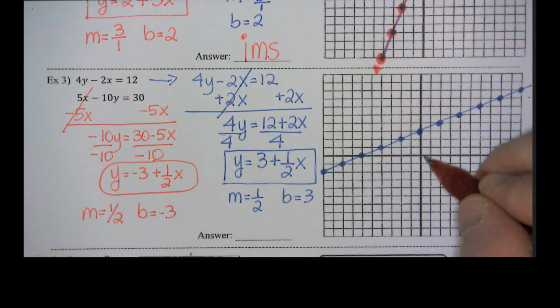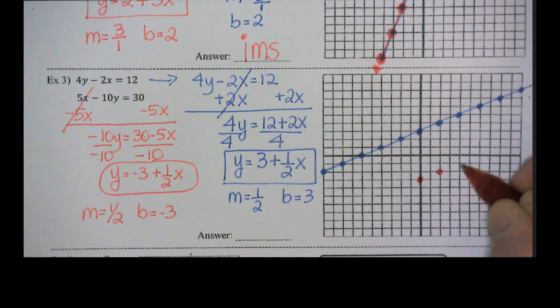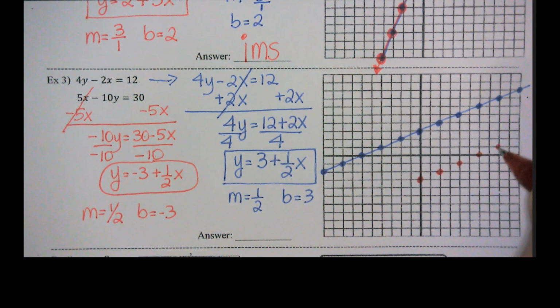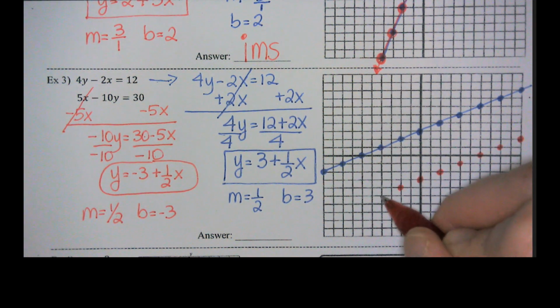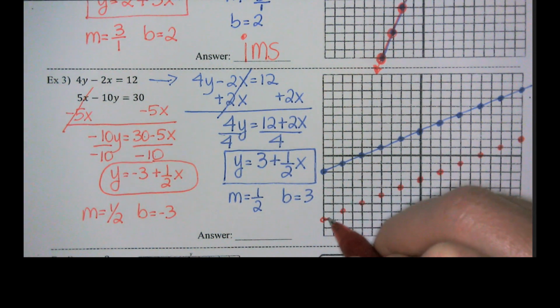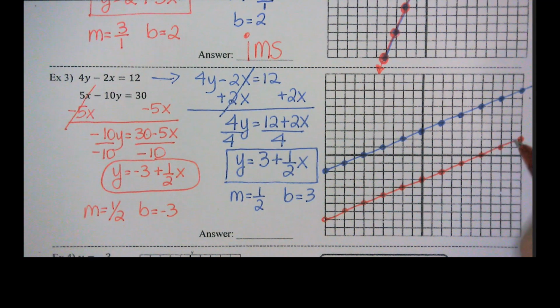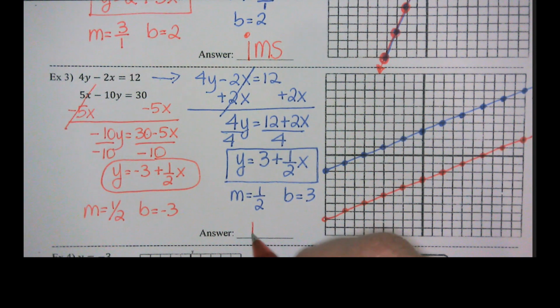So I'm going to start my graph at negative 3. And then from there, I'm going to go up 1, 2 to the right, up 1, 2 to the right, and continue doing that till I fill in the right side. And then go down 1, 2 to the left, until I fill in the whole left side. And there we go. We have two parallel lines. If you remember, parallel lines have the same slope, and that's exactly what I got here. Because they are parallel lines, I know that these two lines will never cross. So that means there will be no point of intersection. So therefore, we say no solution.